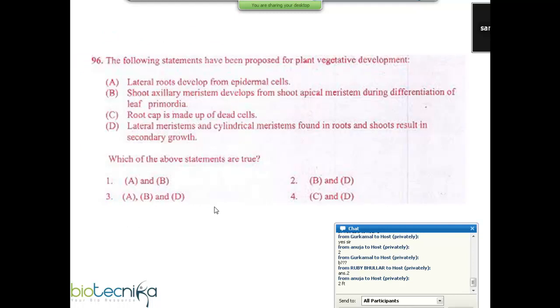Let us see now. This is your question number 96. How many questions till now in development biology? How difficult are they, all of them? I will compare these questions to asking, what is your name? No mistake should be there in that.